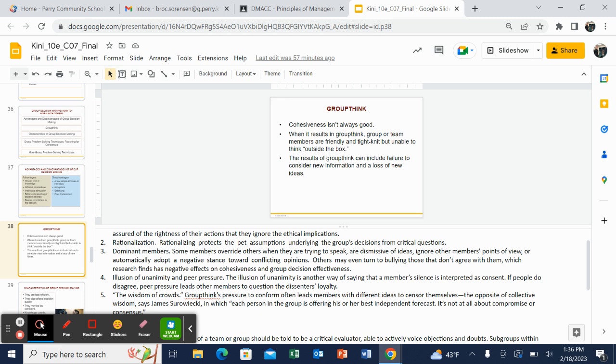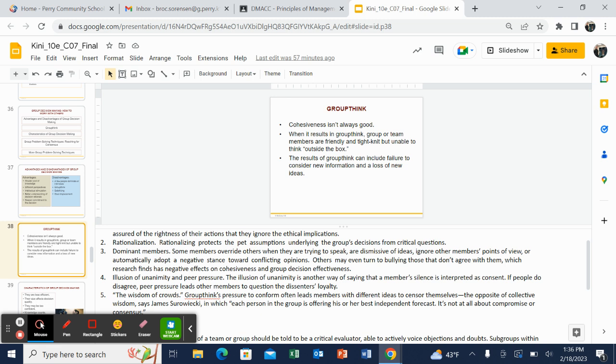rationalizations, dominant members. So, one individual, maybe two individuals, really stifling the rest of the group. Peer pressure is another example. That illusion of unanimity, where everybody's unanimous, or the illusion of everybody being unanimous. However, really they're just being peer pressured into agreeing.